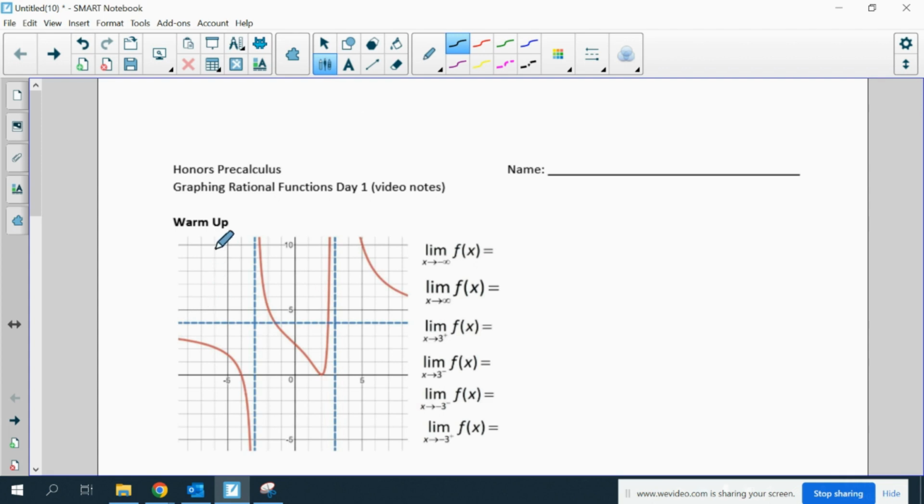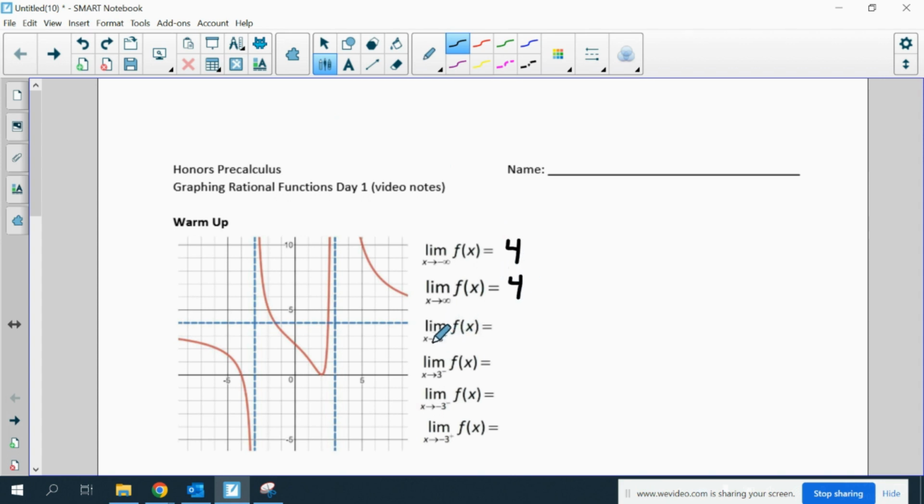This video is about graphing rational functions. The warm-up will talk about limits. The limit as this function goes toward negative infinity for x is going to be the same as what happens when the limit of the function goes toward positive infinity for x, and that's going to be at the horizontal asymptote of this function. So these limits are both 4.